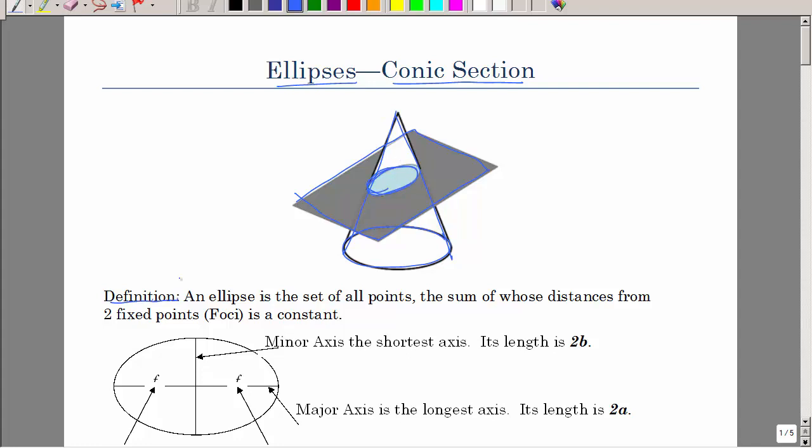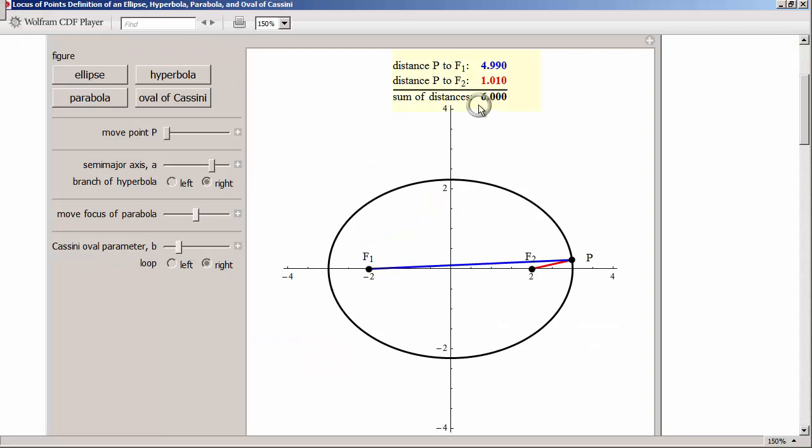The definition of the ellipse is a set of all points, the sum of whose distances from two fixed points called foci, that's the plural of the word focus, is a constant. So looking at this demonstration, the sum of the distance is going to remain the constant of 6. Here are our two foci, here's a point, and if you measure the red distance from focus 2 to the point and focus 1 to the point and add those together, the sum is a constant.